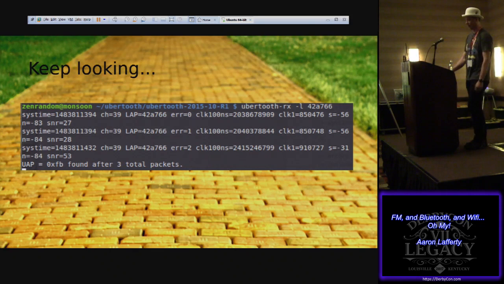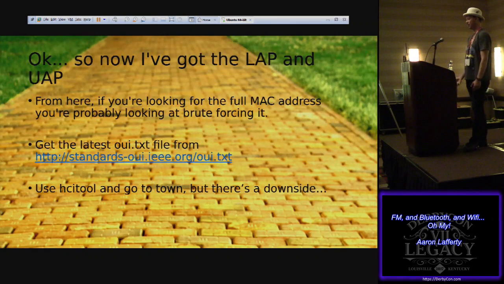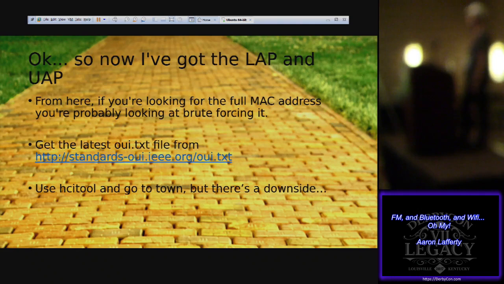But once you've found that, you can specify both of those, right? So now you've got the LAP, you've got the UAP, and if you want to know what the full MAC address is, your only real option probably is to brute force it by using the OUI.txt file that you can download from the IEEE and see if you can connect that way. Or you might be able to just prepend it with a couple of zeros that fill out the rest of it, because sometimes that works as well.